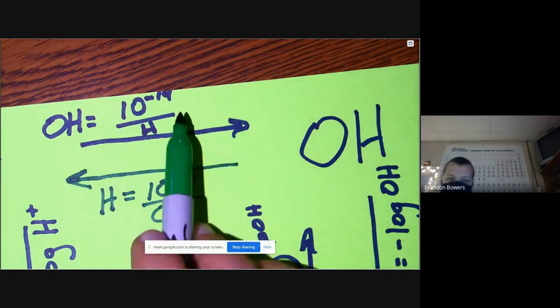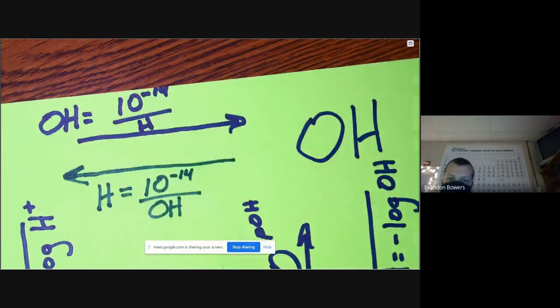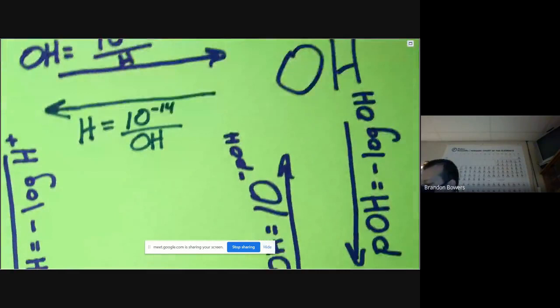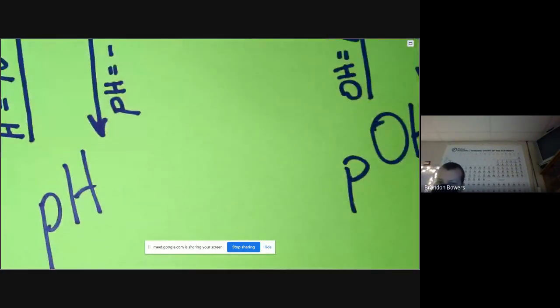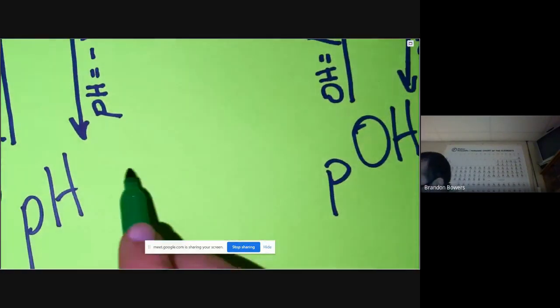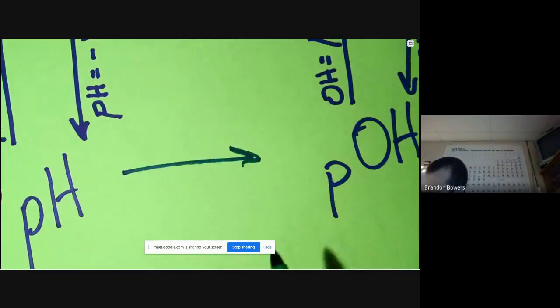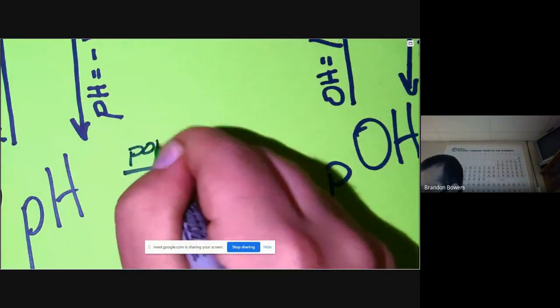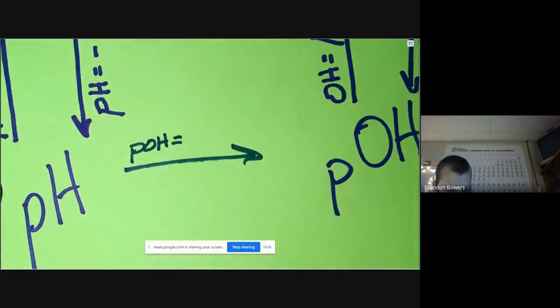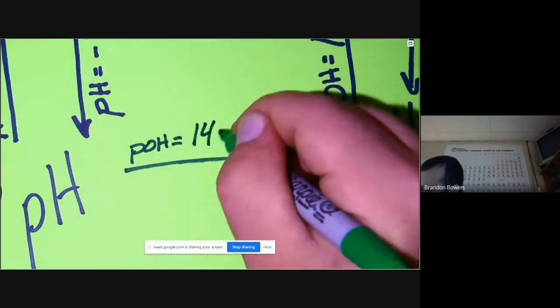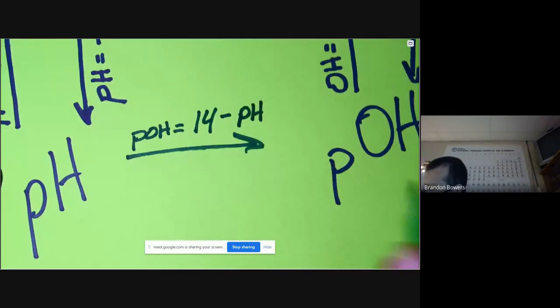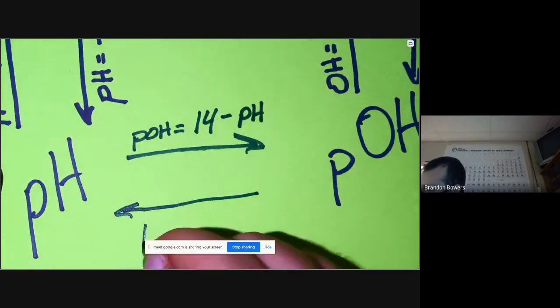That's to the negative 14th. I kind of messed that up. That's my bad. Any questions on that? And then the last two is down here, pH to POH. I'm going to draw an arrow. These are the easy ones. So the POH is equal to 14 minus pH. And going backwards, pH is equal to 14 minus POH.